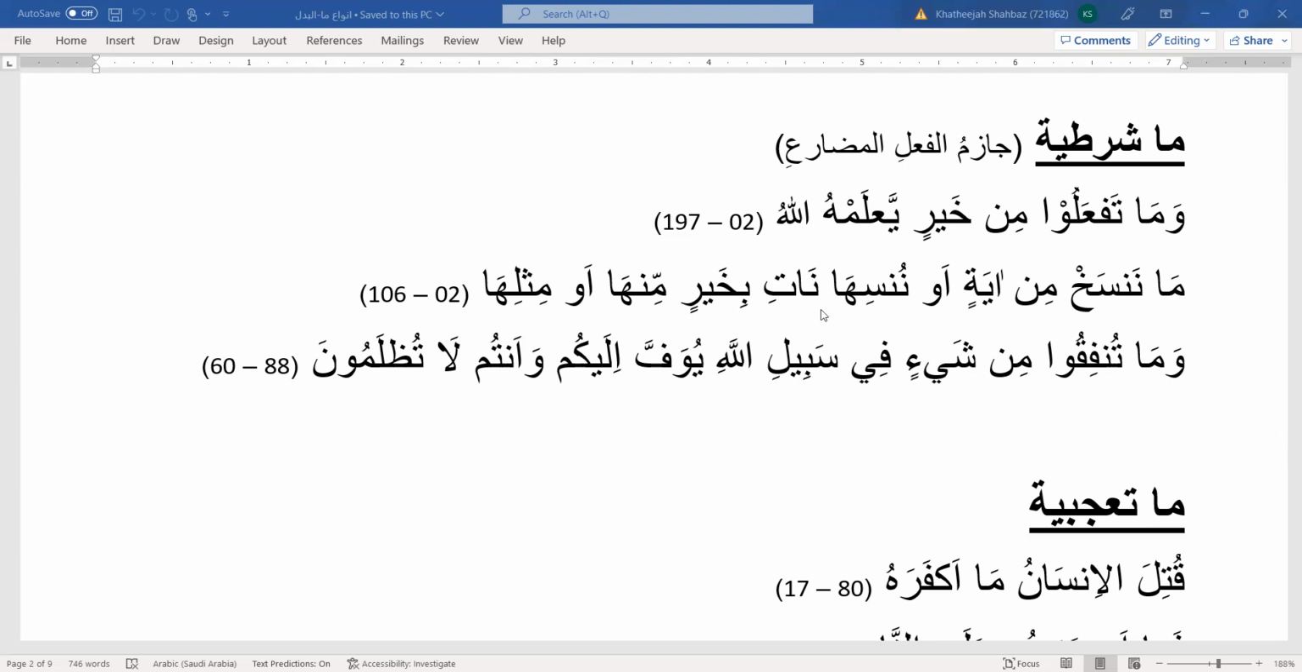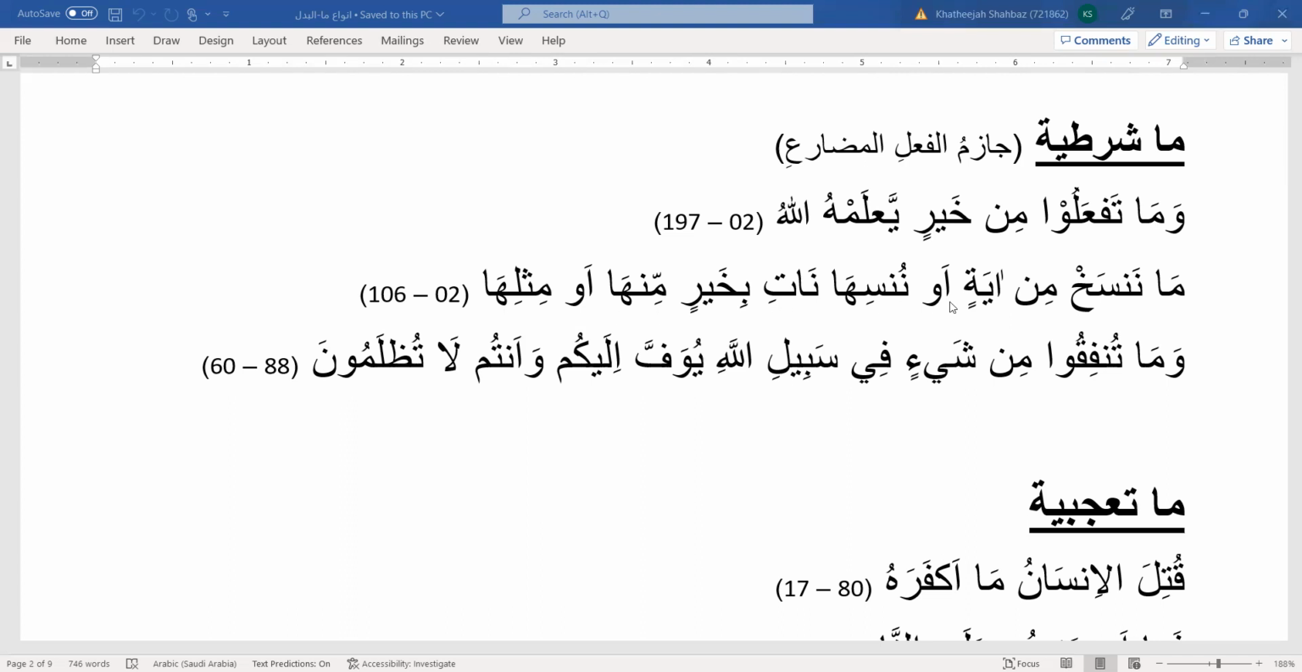Like hada yahdi. Ata ya'ti. We come with khayrim min, better than ha, it, or mithliha, equivalent to it. Whatever we cancel from an ayah or we make it, ha refers back to ayah, make it forget, we bring manati bi, we bring better than it or equivalent to it, like it.